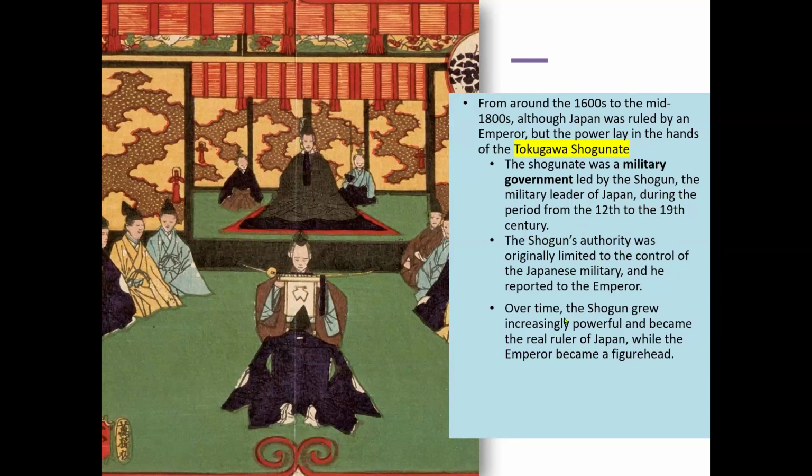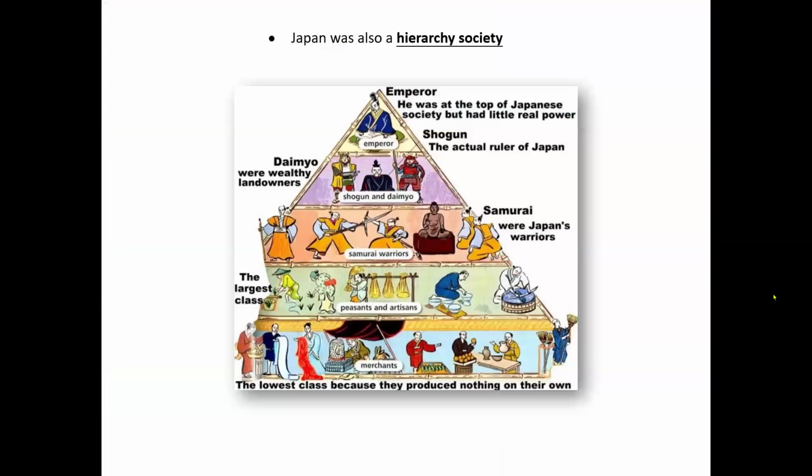To simplify this. Now, over time, of course, the shogun grew not only popular but also very powerful, and they became the real ruler of Japan, whereas the emperor unfortunately became a figurehead. So do take note of Japan. Japan is definitely very hierarchical. You have the emperor, by right, at the top of Japanese society, but with little real power.